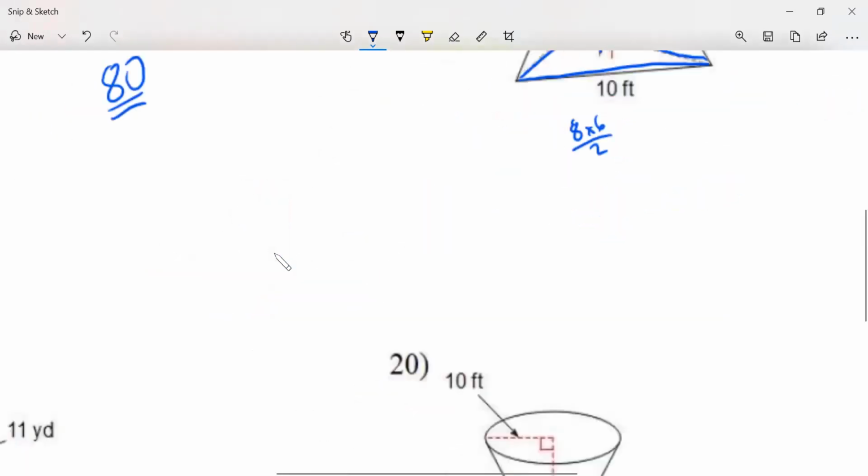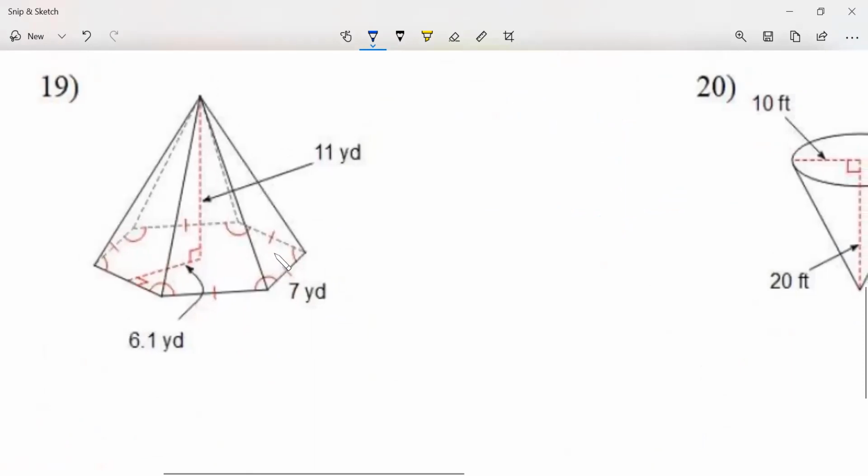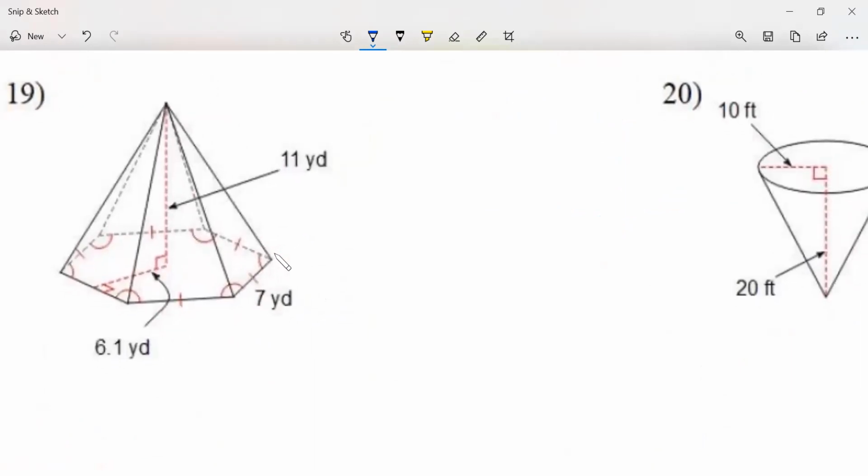Lastly, let's take a look at number 19. Well, not lastly, number 19. We're almost there. Volume of a pyramid or cone is base times height divided by 3. The base is this hexagon.